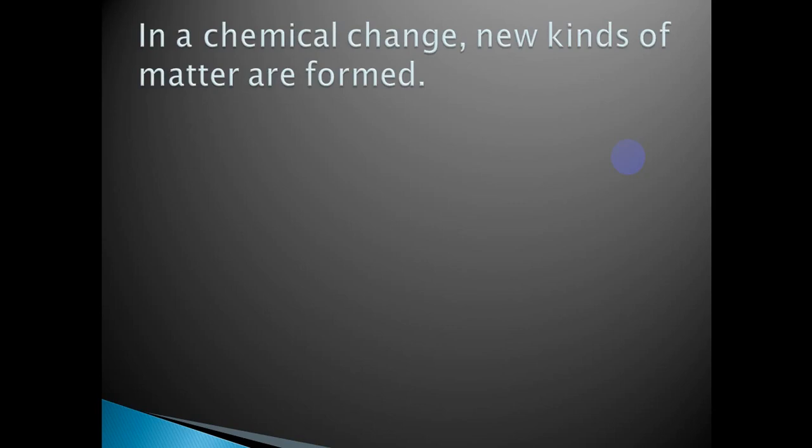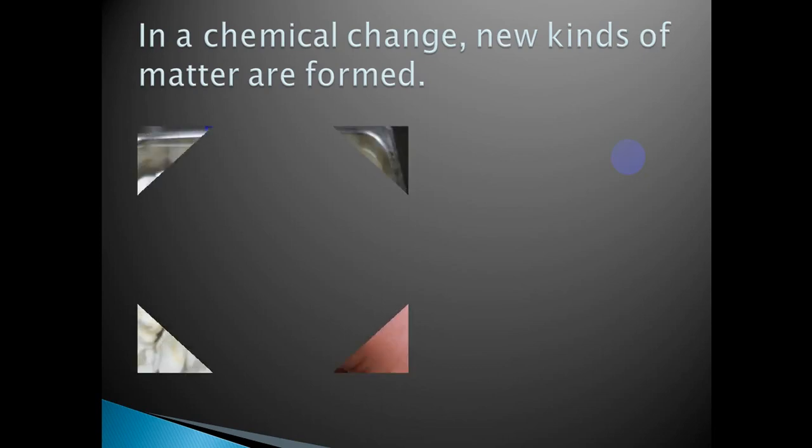This was about physical changes and physical properties, but we have another kind of change that can happen to matter, which is called chemical change. What is a chemical change and what happens during a chemical change? In a chemical change, new kinds of matter are formed.